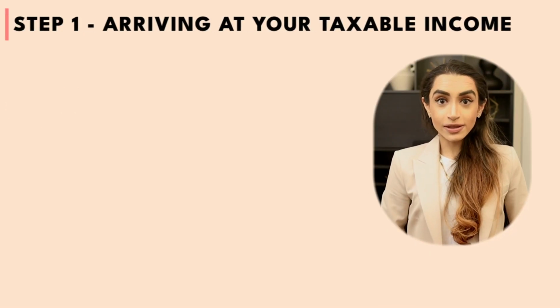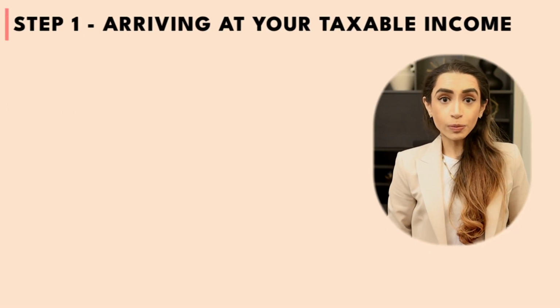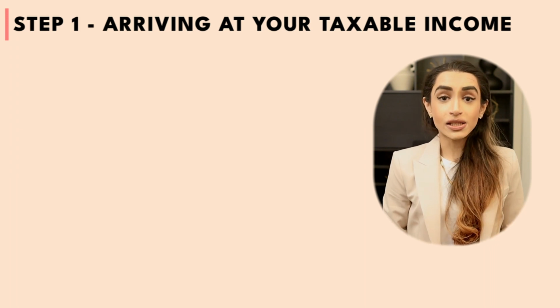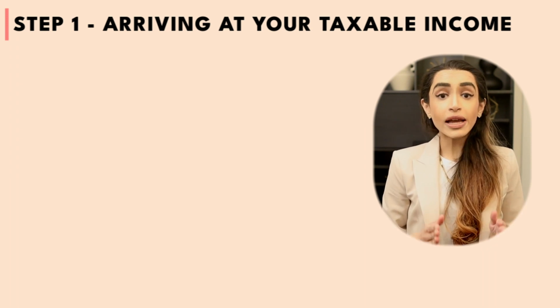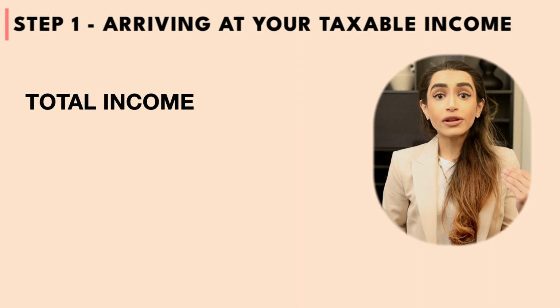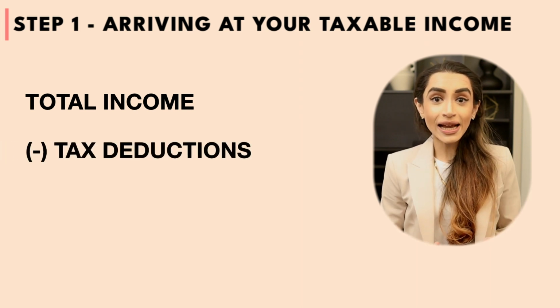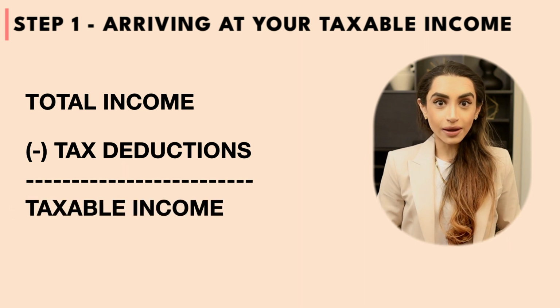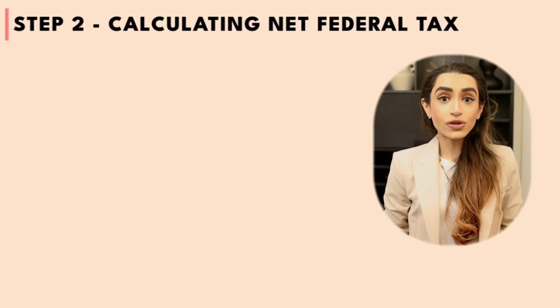Now that you understand this, we're gonna dive into the steps of how your tax return works. Step number 1, arriving at your taxable income. On your T1, you will report your income before any taxes from all sources, known as your total income. You will then reduce this number with as many tax deductions as you can claim to arrive at your taxable income.